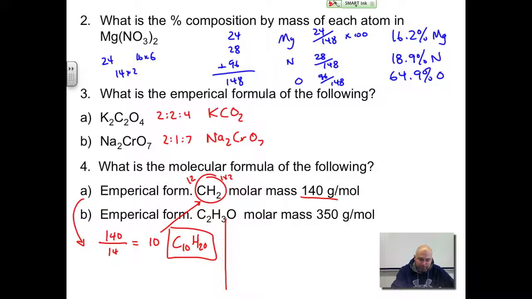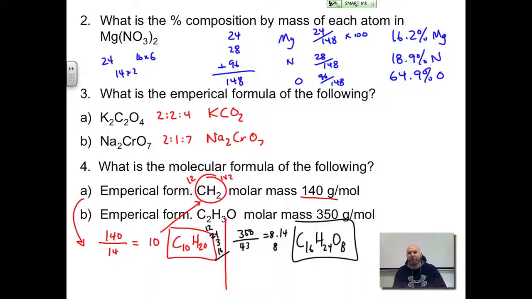The second one, I have 350 divided by, carbon is 12 and there are 2 of them, so that's 24. Hydrogen is 3 more because there's 1 and there are 3 of them, and then 16. So if I add that up, that is 43. So 350 divided by 43 equals 8.14, which we round to 8. And so C16H24O8 would be the molecular formula for that one.